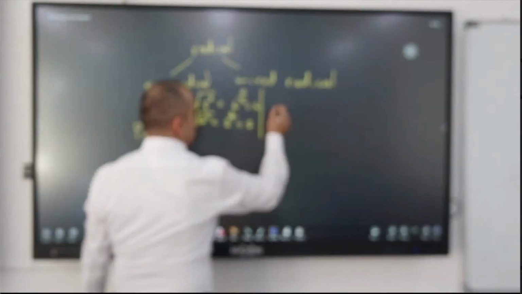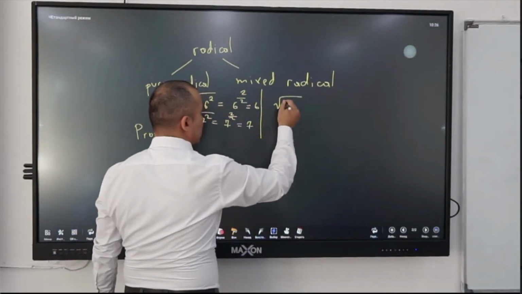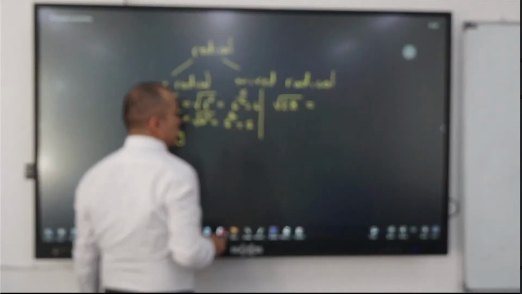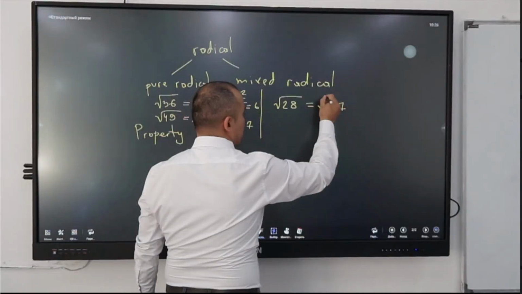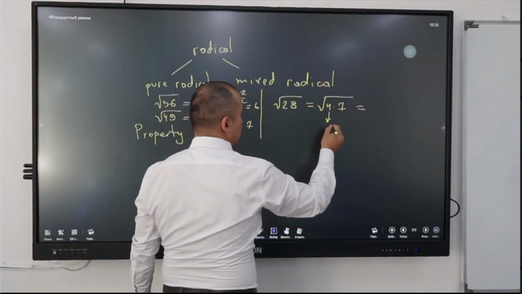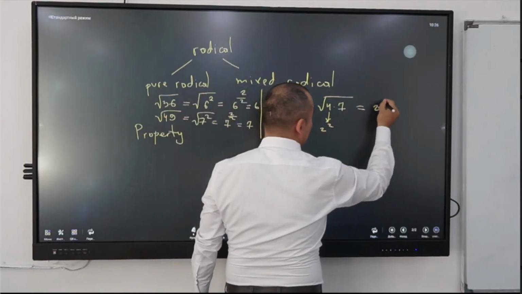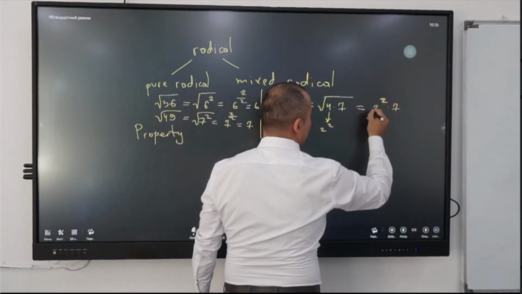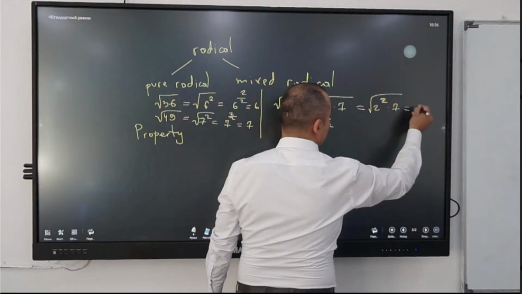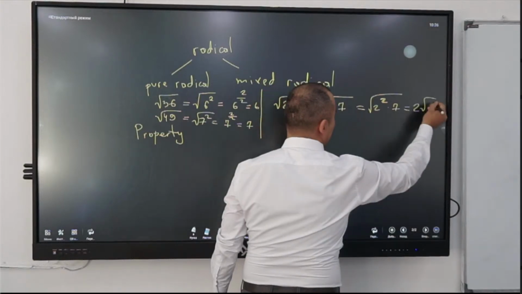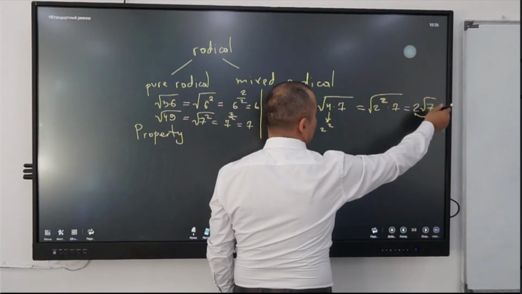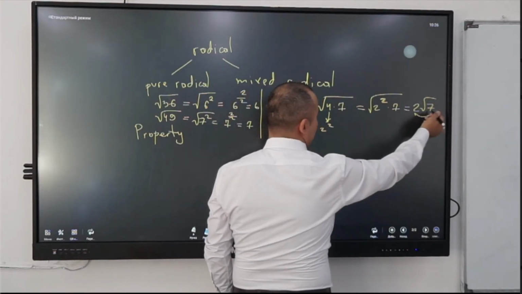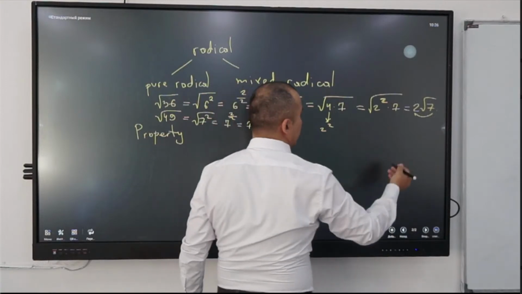Mixed radical is when, for example, 48. 48 we can write like 4 times 3. 4 is 2 squared, so 2 squared times 3. We can convert this, so we will write 2 in root 3. Okay, this is mixed radical because the number under the root doesn't contain a full square.